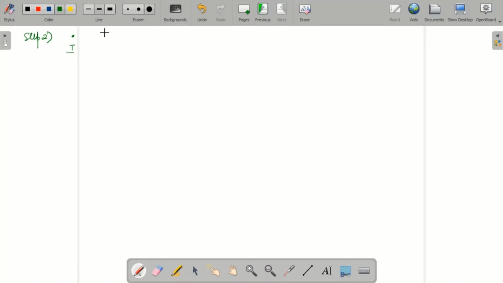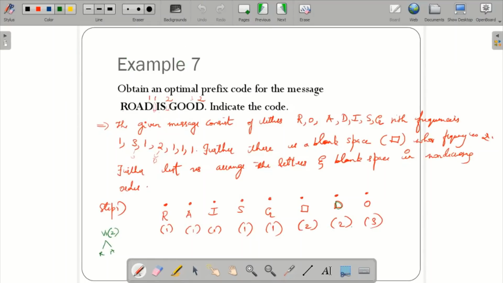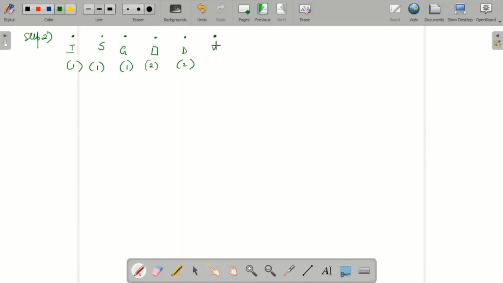Before that, I, S, G, space, D, you write as it is. I was 1, S was 1, G was 1, and this was 2, and this was 2. And this combination gets a new vertex, V1, that we write over here: V1 with 2, made of R with weight 1 and A with weight 1. After this we had space and D, and after this we had O with the weight 3. Now step 3 would be the combination of this.